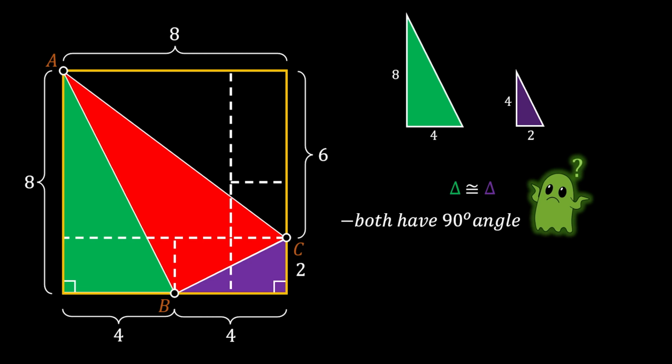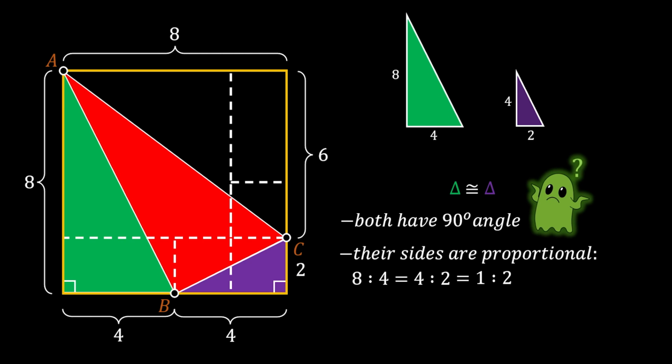And we can also notice that their sides are proportional. If you notice, the proportion between the heights of these two triangles is equal to the proportion of their bases, which is equal to 1/2. So that means that these two triangles must be similar triangles.